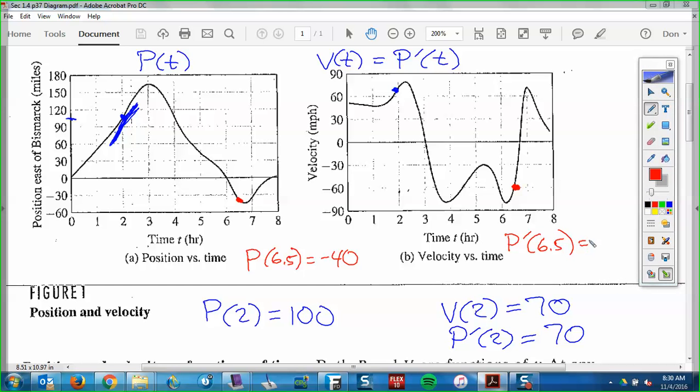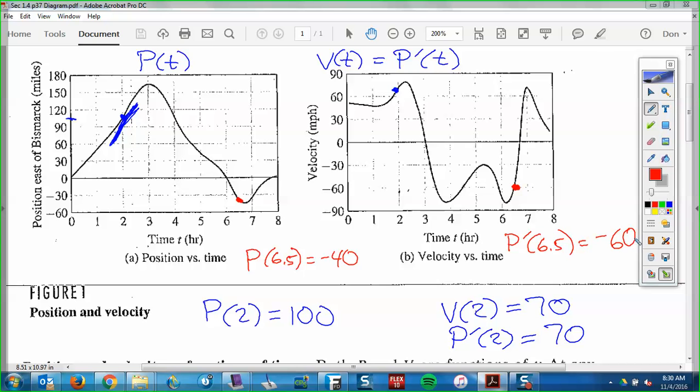Now, what's that tell you? It's going 60 miles per hour in the westward direction. And if you look at that, it looks like that's what it's doing, right? It's heading back to the west. Now, it's about to turn around, though, isn't it?